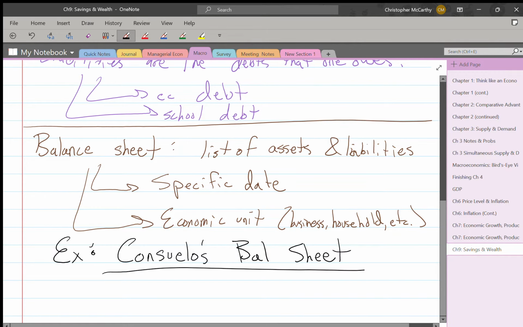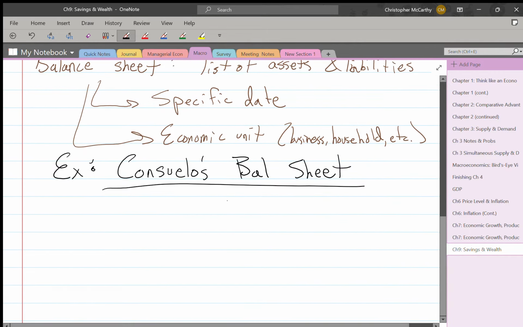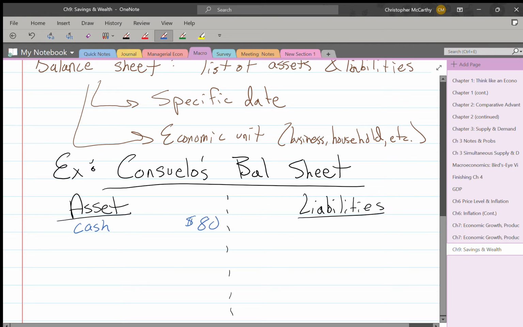So, Consuelo's balance sheet. All balance sheets are divided down the middle. We've got assets on the left half, and liabilities on the right half. Assets: just the cash that you have in your pocket is an asset. The on-demand deposits, the checking account deposits, those are also assets.